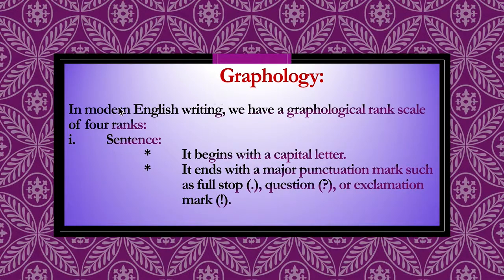Graphology, we continue. In modern English writing, we have a graphological rank scale of 4 ranks. So graphology, as we talked about, has 4 ranks. Graphology is divided into 4 subcategories, 4 divisions. Number 1, sentence. Let's talk about what is sentence.